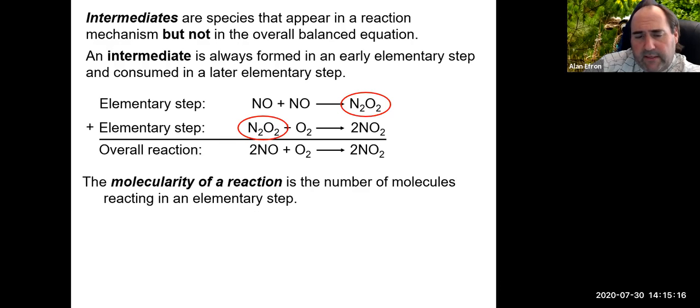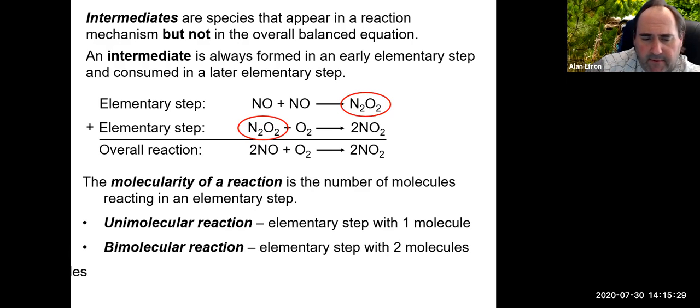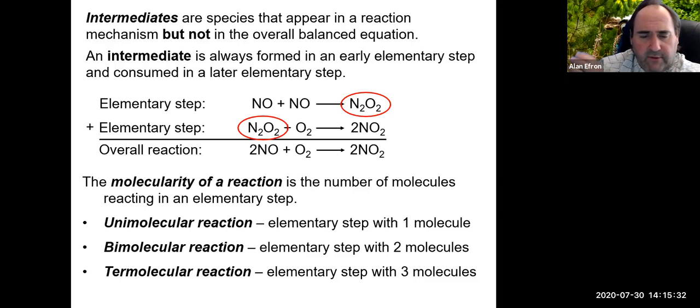And when we talk about these elementary steps, we talk about it in terms of the molecularity of it. And that's basically the number of molecules that are reacting. And there's a few different ways that we could describe these elementary steps. We could say they're unimolecular, which means they basically have one molecule reacting. We could say that they are bimolecular, which means that they have two molecules reacting in each step. Or they could be termolecular, which means they have three reactants happening. And you can see we don't typically go beyond that.